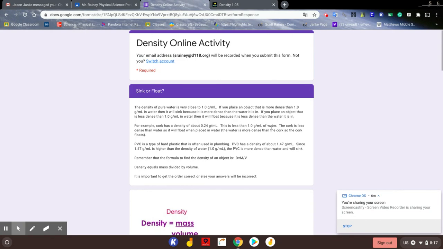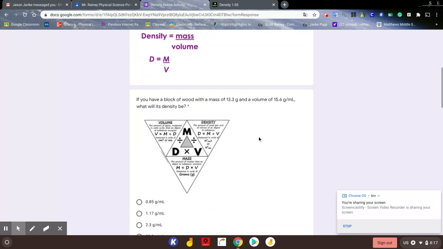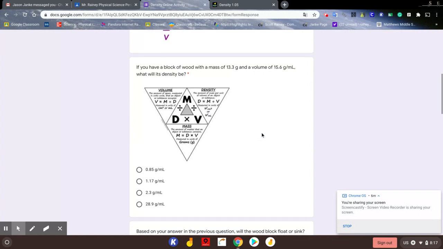Remember, I'm not going to read all this, but again, the formula for density is mass divided by volume. If you have those 3 units, you can solve the rest. Now, you might need a calculator for this, but if you have a block of wood with a mass of 13.3 grams and a volume of 15.6 grams per milliliter, what is its density? Remember, density is mass... This is wrong. That should be 50.6 milliliters. But anyway, what's that going to change in what we're doing?